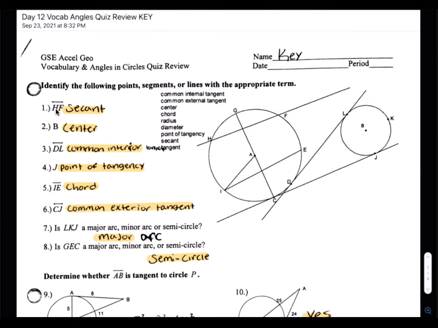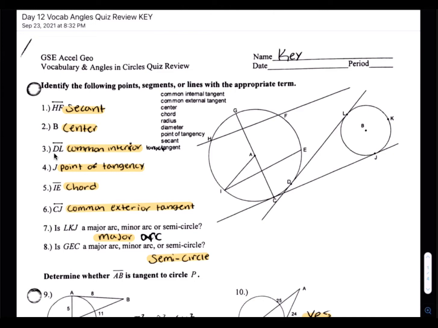Alright, number 1 is line HF, and line HF is a line that passes through 2 points on the circle, so that is a secant. Number 2 is point B, and point B is the center of this circle.